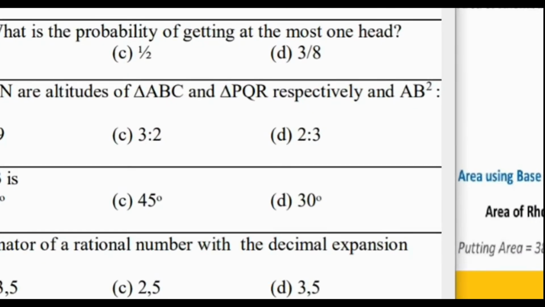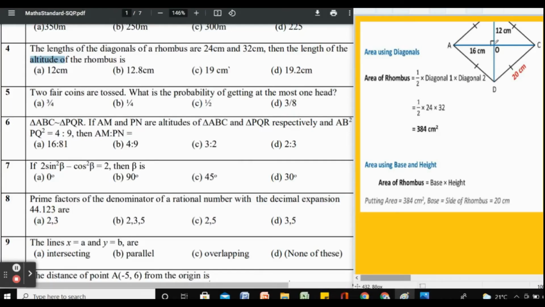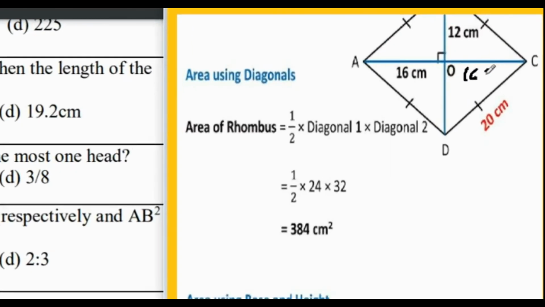Question number 4. The lengths of the diagonals of a rhombus are 24 centimeters and 32 centimeters. Then the length of the altitude of the rhombus is. Altitude is nothing but the height. So we have to find the height of the rhombus. One of the diagonals is 32, so this half will be 16 centimeters and this will also be 16 centimeters. The other diagonal is given as 24. As diagonals bisect each other, this part will be 12 and OD will also become 12.